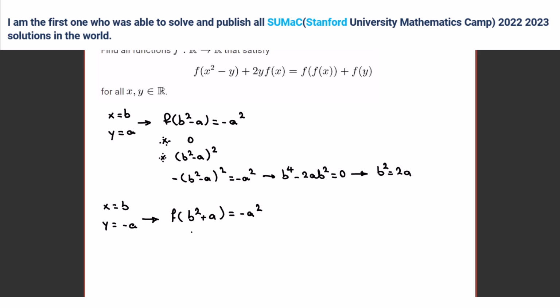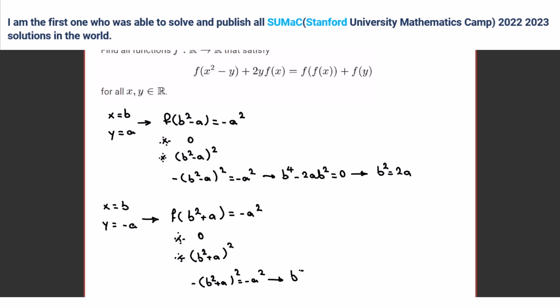So what are the cases of this? Then b squared plus a, 0 equals negative a squared, contradiction. b squared plus a squared is negative a squared, contradiction. And then negative b squared plus a squared is negative a squared. Then if we multiply by negative 1, we can conclude what? We can conclude b squared is 2a, okay. You can also substitute b squared as 2a, right? Yes, but you don't need to.